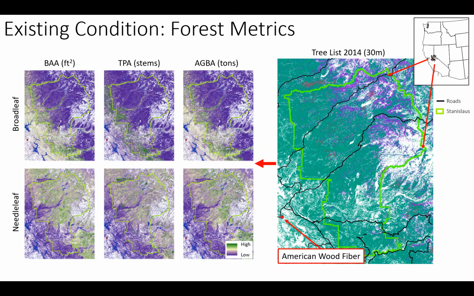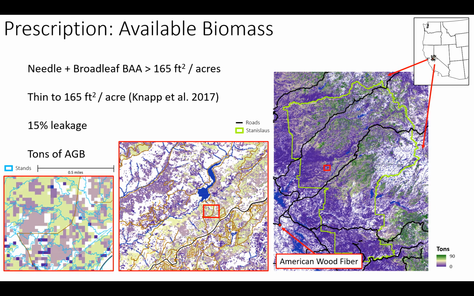Specifically, what we're going to do is convert that tree list into a series of raster surfaces that depict various needleleaf and broadleaf components of basal area, trees per acre, and tons of above ground biomass. And we're going to use those within a batch processing, function modeling, RMRS raster utility set of tools to define prescriptions that will bring the landscape to a desired condition that is more fire resilient.